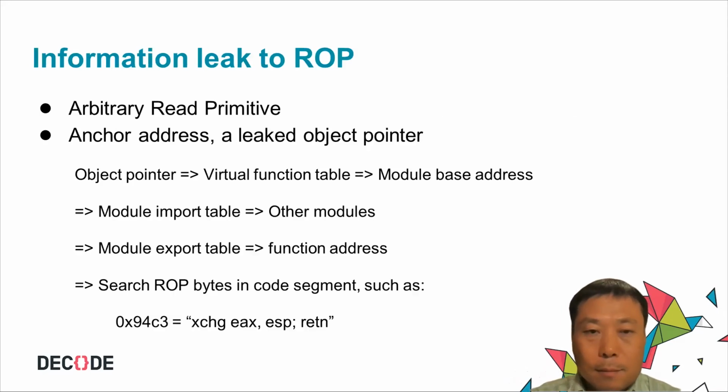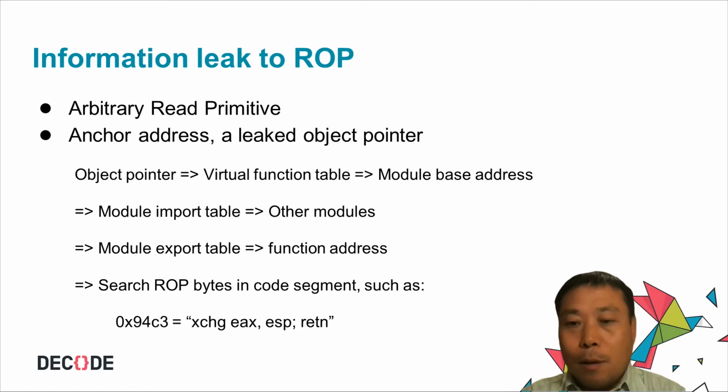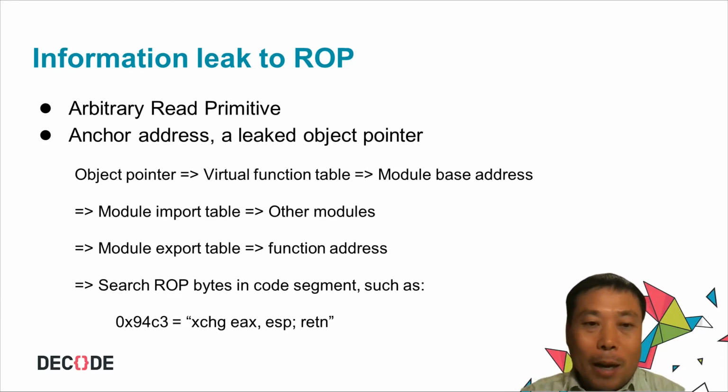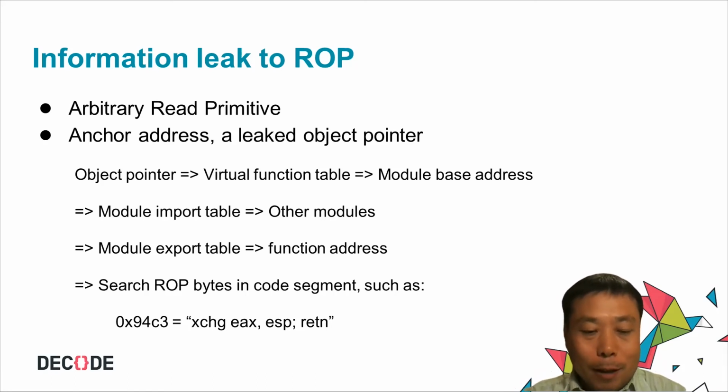Okay, so once we have an information leak vulnerability to help us read the memory and find the correct gadgets, we can put everything together, make a function call and jump to our shellcode. We can get everything under control and control the target computer.